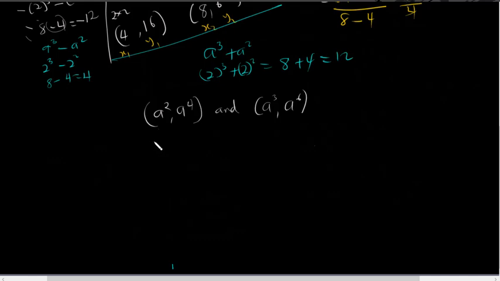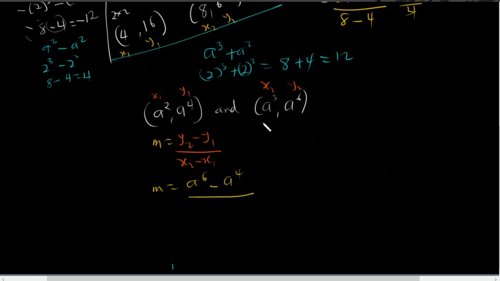So it's very straightforward and it's very simple. Just call this your first point, so that is x1, y1. Call this your second point, that is x2, y2. So the slope is going to be y2 minus y1 over x2 minus x1, and of course that is going to be m. My y2 is a raised to the power 6 minus my y1 is a raised to the power 4. My x2 is a to the power 3, and my x1 is a to the power 2 here.